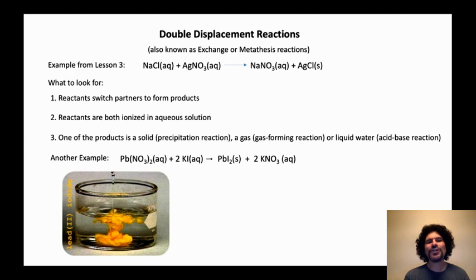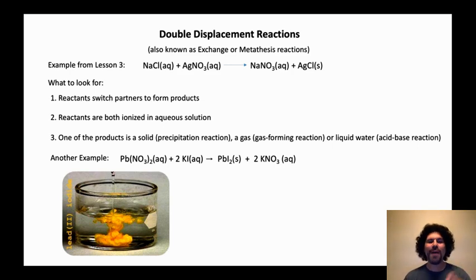Okay, so now I want to turn our attention to another example, and that is the reaction of lead nitrate with potassium iodide to give lead iodide solid and potassium nitrate. We're probably going to be doing this in the lab. This is a very, very common lab experiment in general chemistry, but just for the moment you can see what happens.